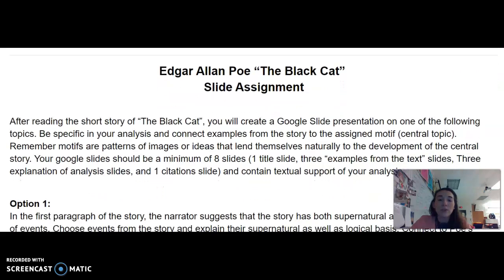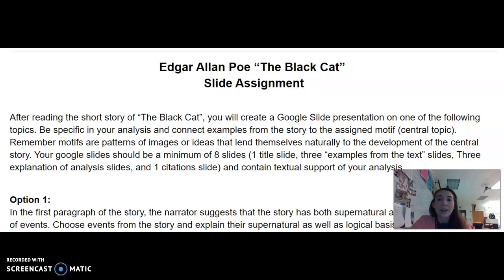After reading this short story, The Black Cat, you will create a Google Slides presentation on one of the following topics. I want you to be specific in your analysis and connect examples from the story to the assigned motif, which is going to be your central topic. And remember, motifs are patterns of images or ideas that lend themselves naturally to the development of the central story. Your Google Slides should be a minimum of 8 slides, which would be a title slide, 3 examples from the text slides, 3 explanation of analysis slides, and 1 citations slide, and contain textual support of your analysis.